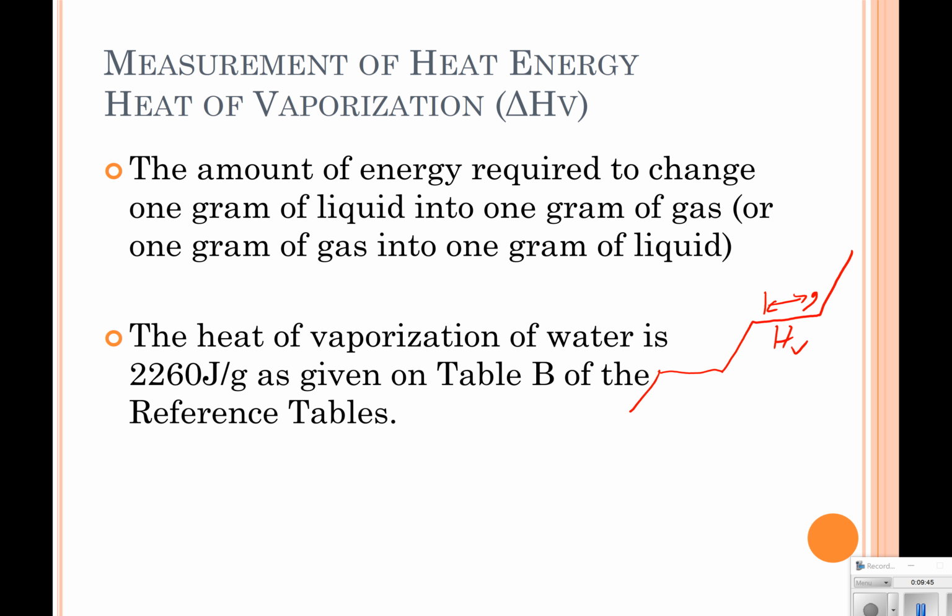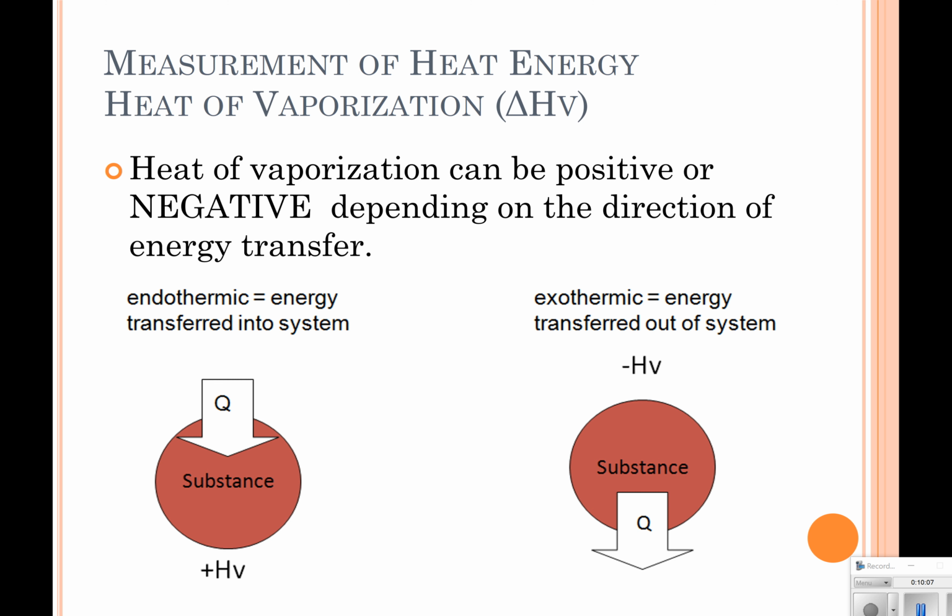And this value, the heat of vaporization for water, is found on Table B. And we can notice that compared to the heat of fusion, 334 joules per gram, the heat of vaporization is almost 10 times as much. That means it requires almost 10 times as much energy to boil water than it does to melt it. Which should probably make sense intuitively, because you have gas particles that are moving significantly faster, and in order to get them to move that fast, you have to give them a lot of energy.